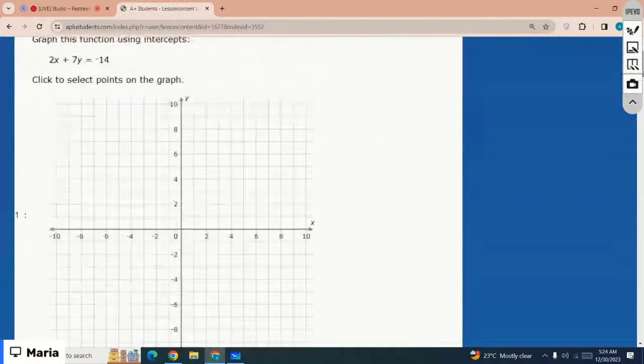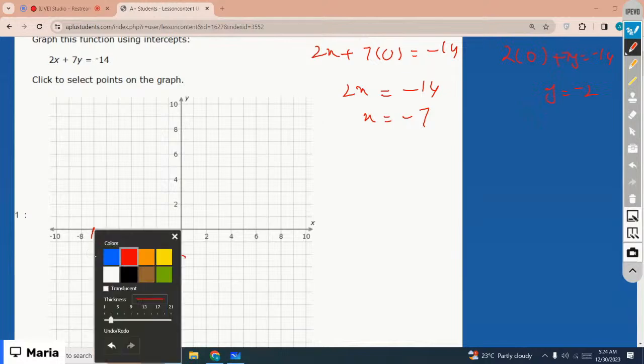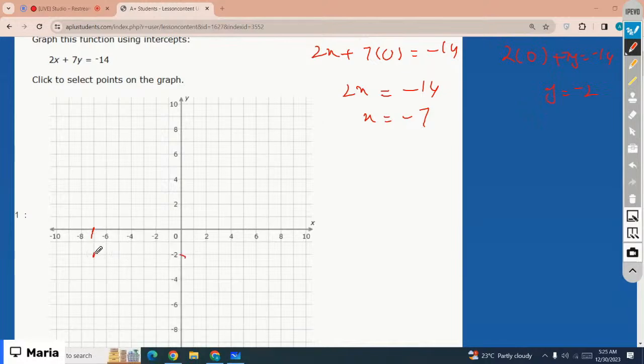Okay, the first one is 2x plus 7y equals negative 94. Whenever you are given the equation in standard form, just calculate the x and y intercepts. For the x-intercept, you need to put y equals 0. Then 2x equals negative 14, x equals negative 7. Now for the y-intercept, put x equals 0. So just plot them. x equals negative 7 and y equals negative 2. Here it is negative 2. So their point of intersection must be here.